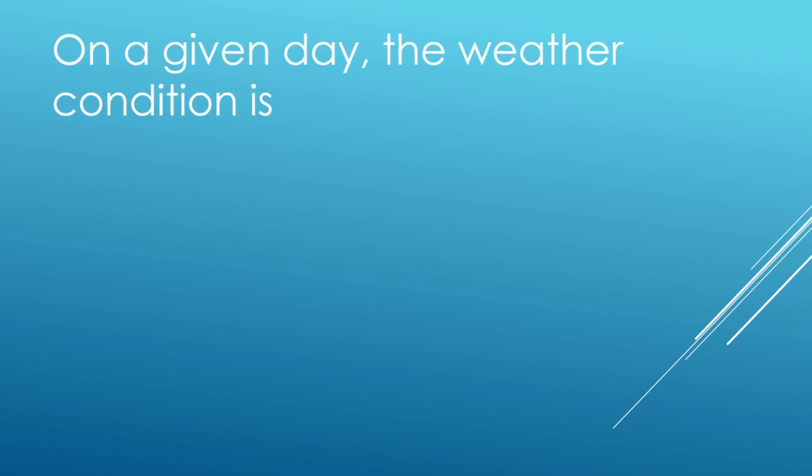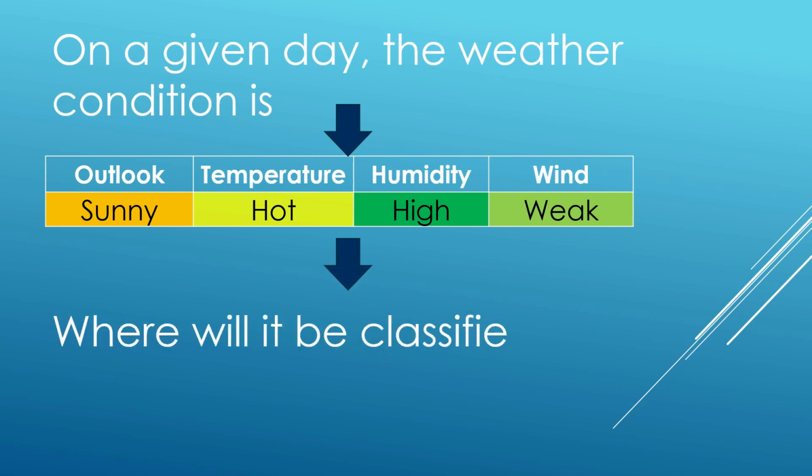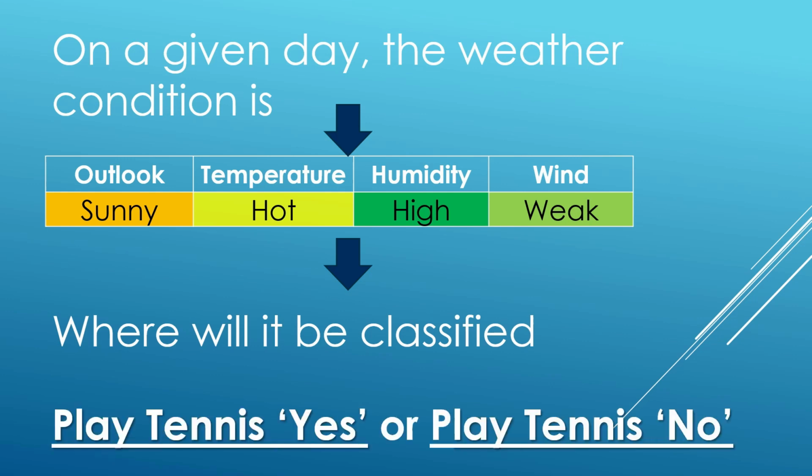So how do we do that? Let us say on a given day, the weather condition is like this. Outlook is sunny, temperature is hot, humidity is high, wind is weak. This combination is a new combination, and we would like to see in which category it will be classified by our Naive Bayes classifier. Question is, where will it be classified? Play is yes or play is no. So what do we do? Now we have all the derived values, and we can use them to classify.